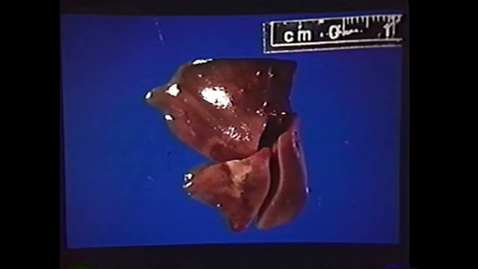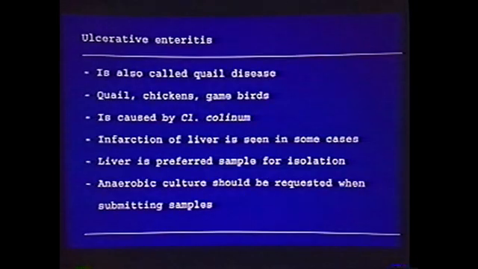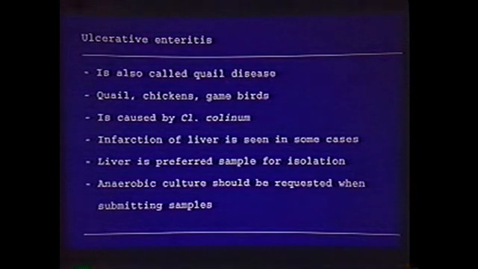In addition to ulcerations of the intestine, sometimes you see foci of necrosis in the liver and sometimes areas of infarcts. It is a higher magnification of the infarct in the liver and the areas of foci of necrosis. Ulcerative enteritis is caused by Clostridium colinum.